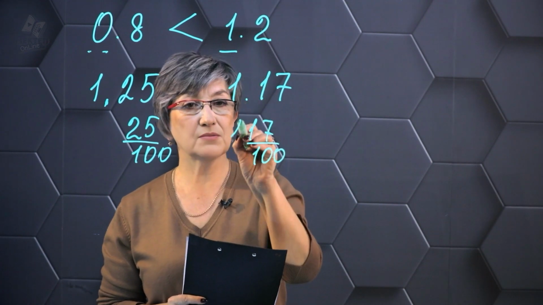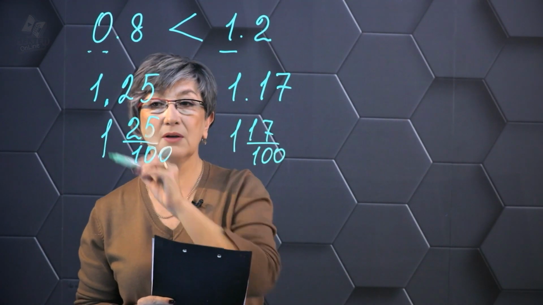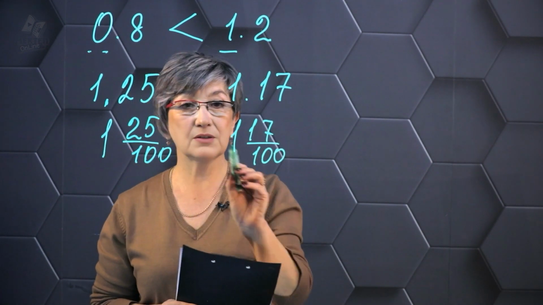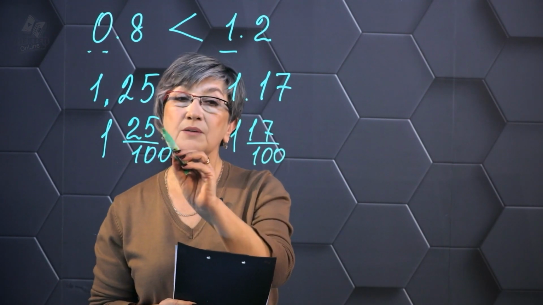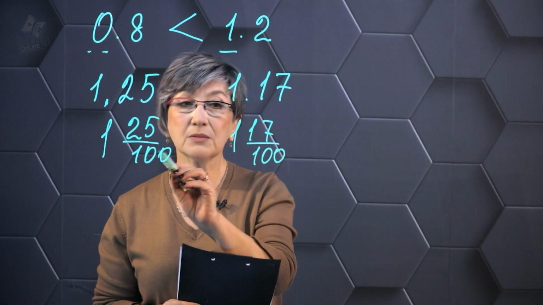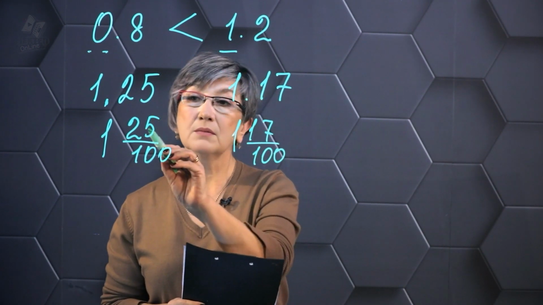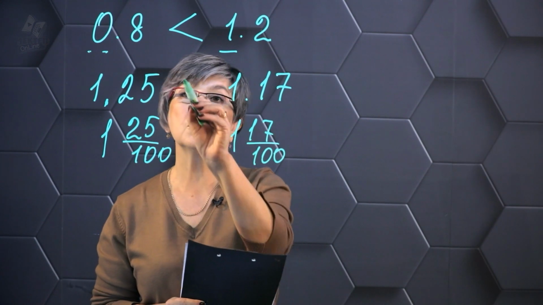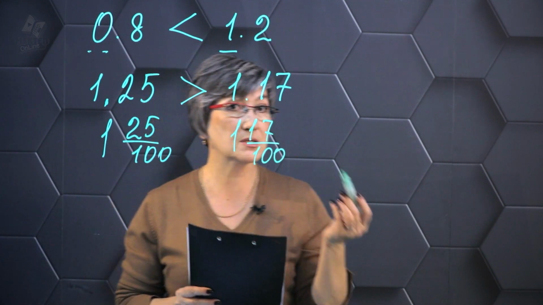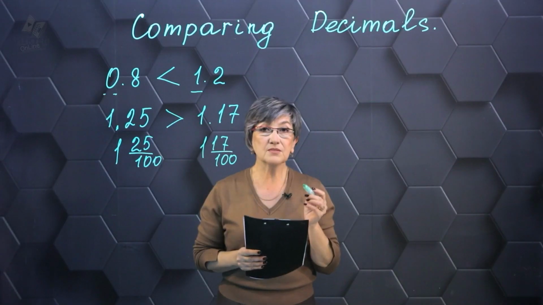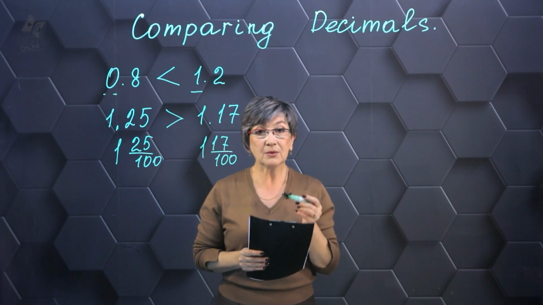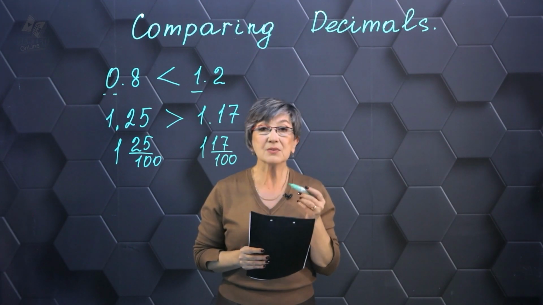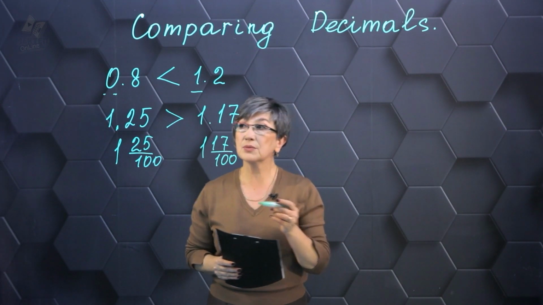And let's still write the whole part. One whole part and one whole part. So the whole parts are equal. We're comparing the fractional parts. 25 hundredths and 17 hundredths. Of course, 25 hundredths is greater than 17 hundredths. So I put a greater sign. To compare decimals, we just need to compare the whole parts and then the fractional parts.